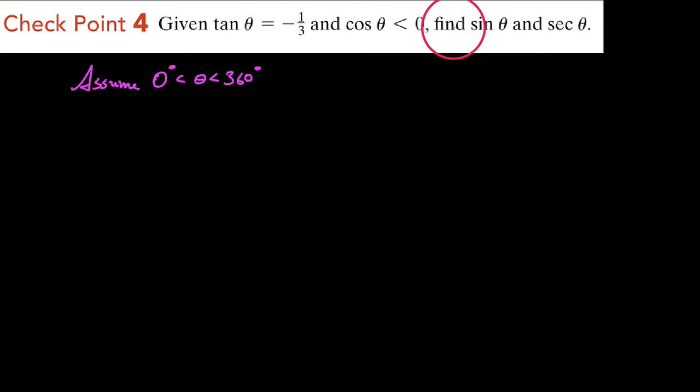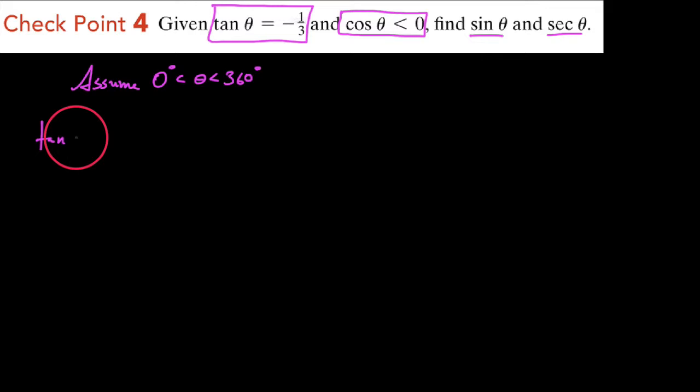So when we look at what we know here, we say given the tangent of an angle theta is negative 1/3, and that our cosine value of theta is simply negative, what we want to do is go find the values of sine and secant. And so I'm going to start by admitting that our tangent of theta is found by taking our y value divided by our x value.